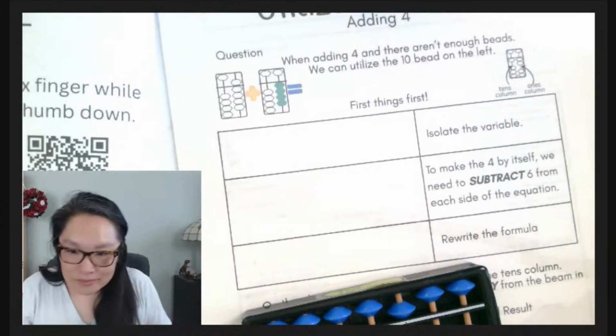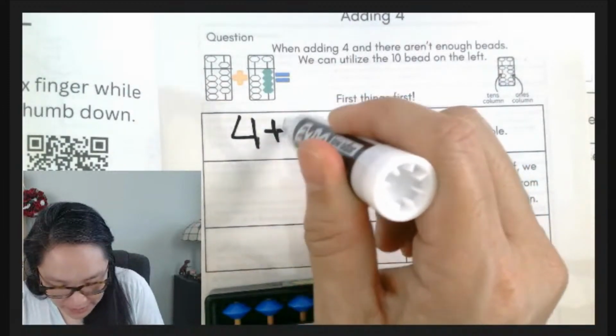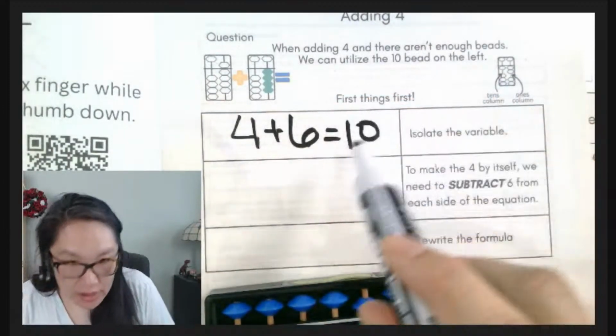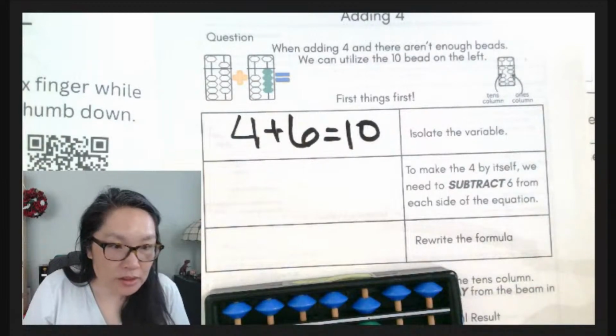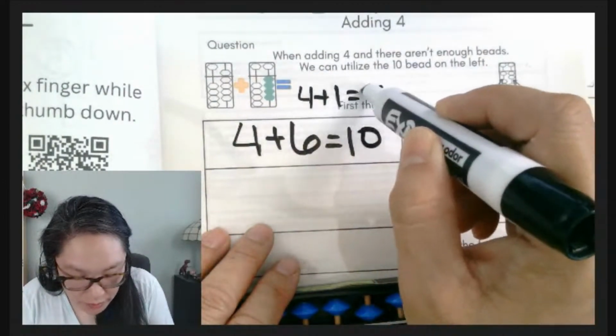All right. So what's going to happen is we have 4 plus 6 equals 10. Notice it's very similar, right? It's very similar to the other one. Was it 4 plus 1 equals 5?